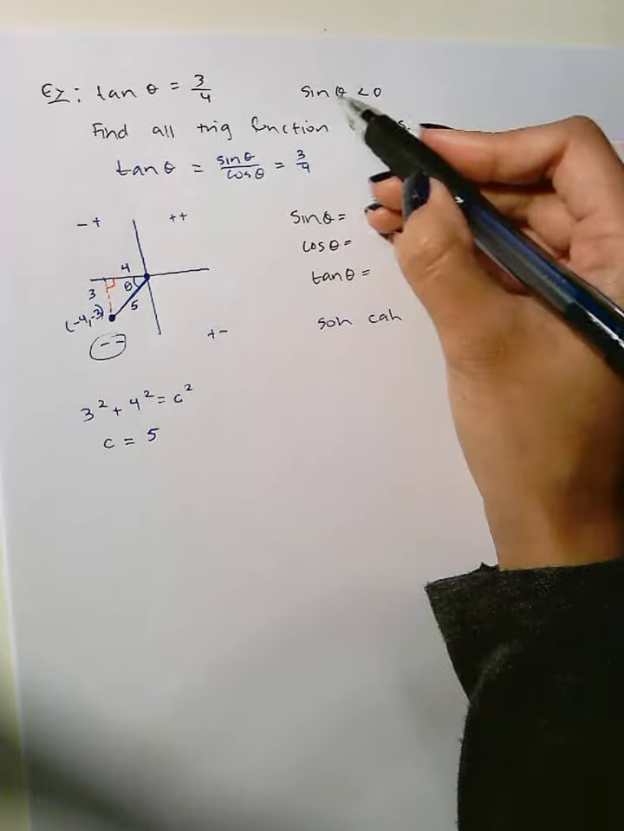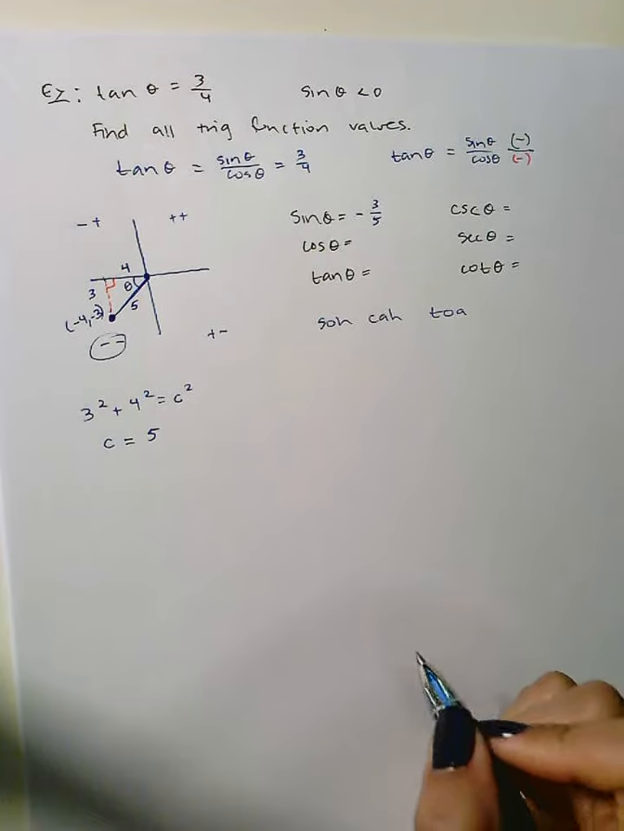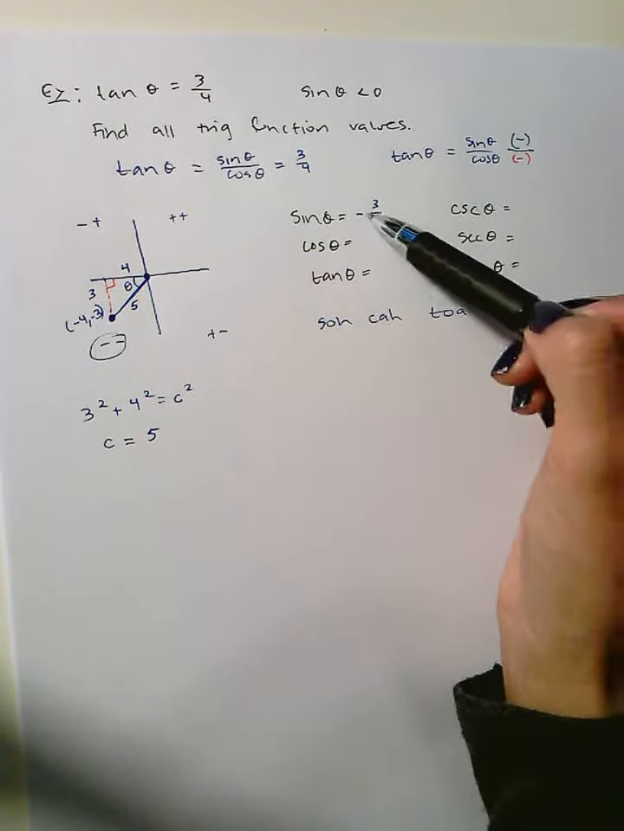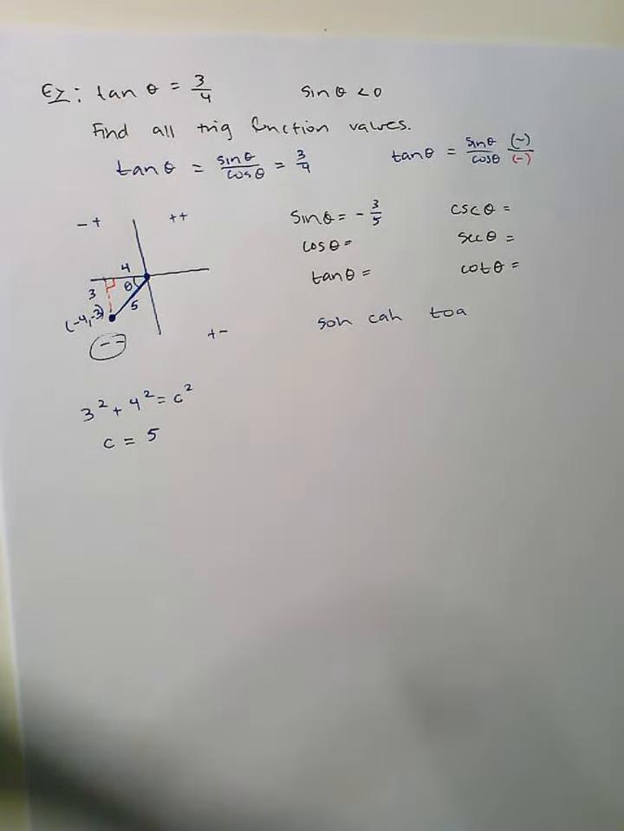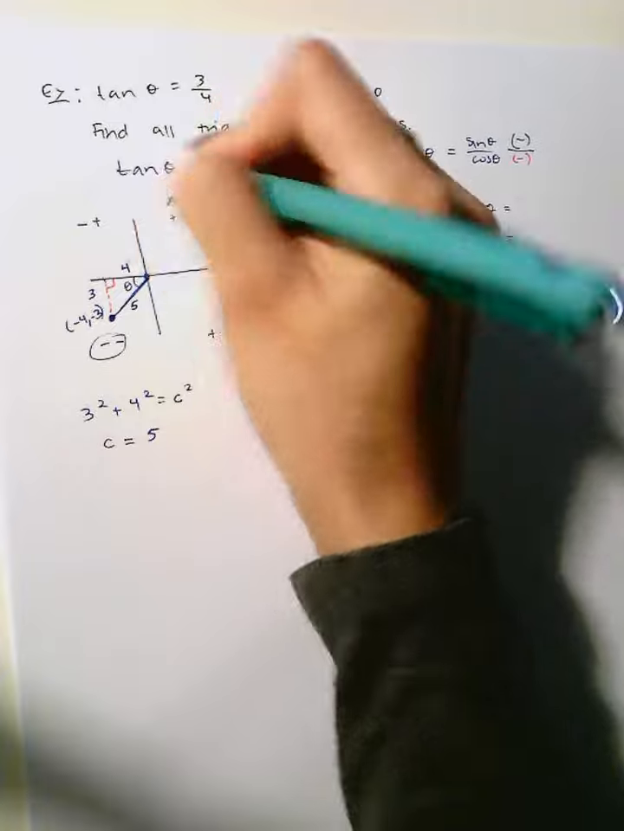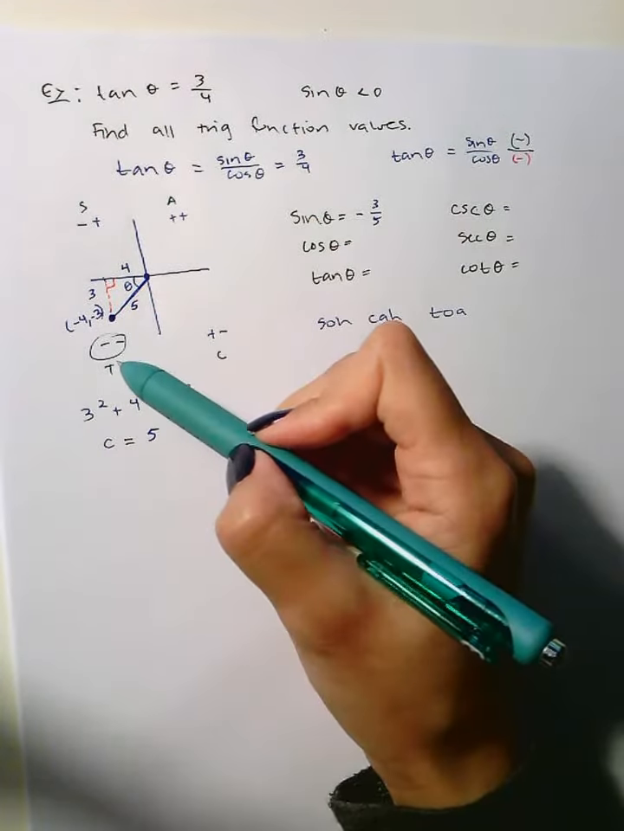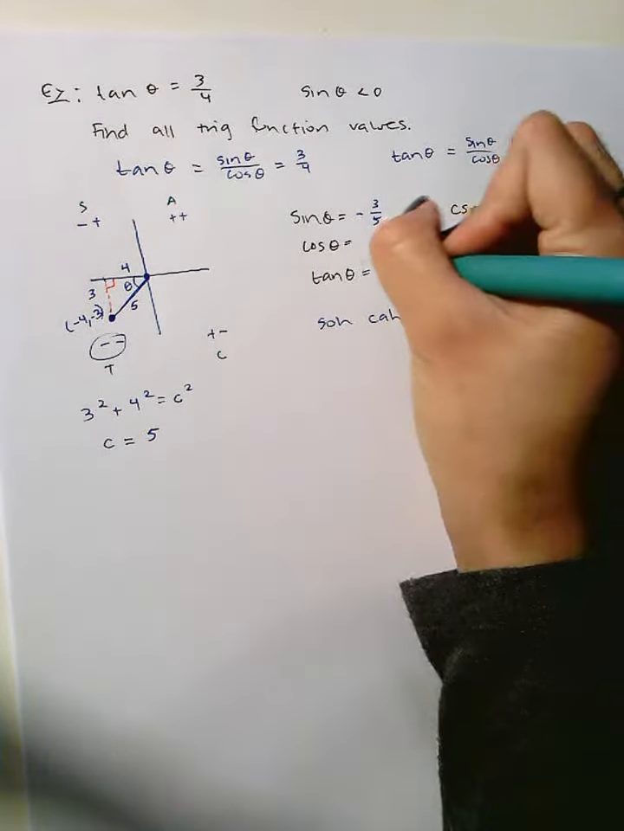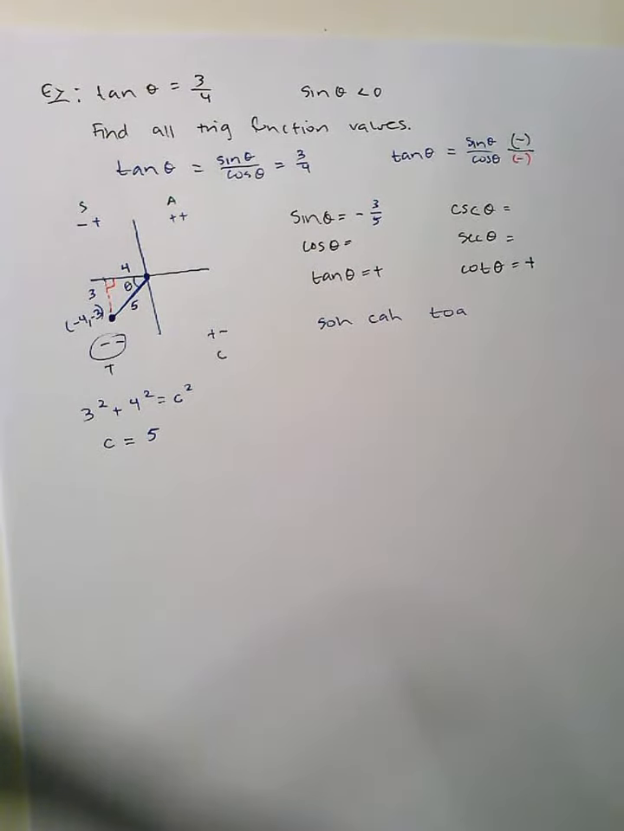We know that sine of theta is less than 0, meaning this should be a negative. So we're going to go ahead and make it a negative. Now, in order to determine the signs for the rest of them, I can use this acronym: All Students Take Calculus. So this tells me that for this particular quadrant, only tangent and its reciprocal are going to be positive. Everything else is going to be negative.